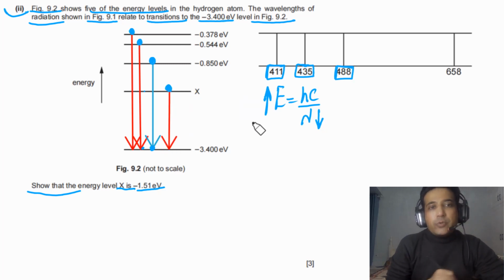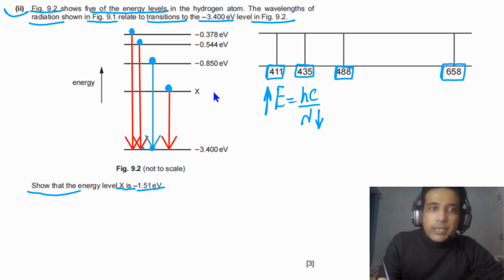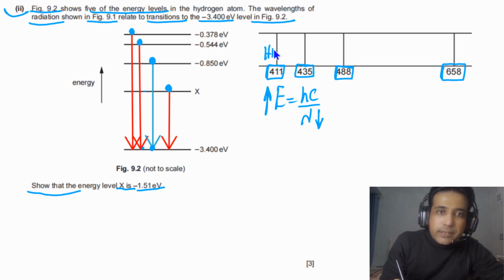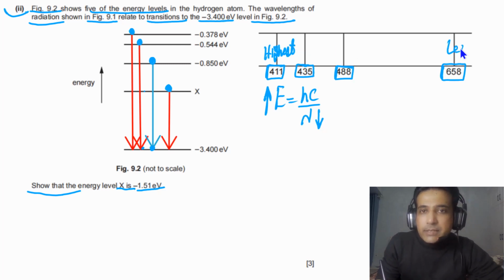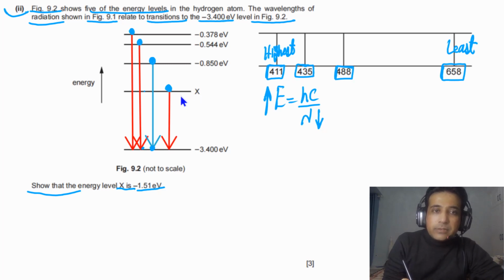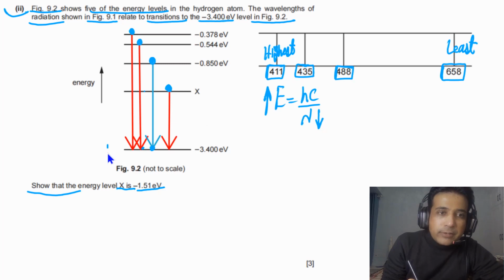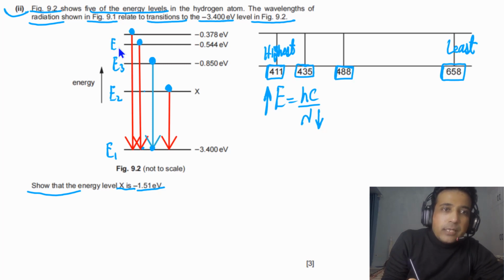Now we need to understand which one has the highest energy. This one has the highest energy, and this one has the least amount of energy. The question is asking us to find energy level X, and energy level X corresponds to the least amount of energy. We can also label these energy levels: this is the first energy level, this one is the second, this one is the third, this one is the fourth, and this one is the fifth.